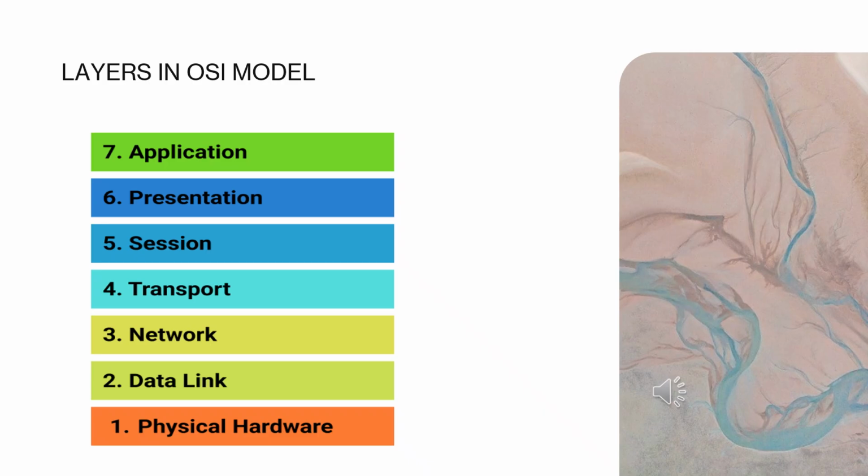And there will always be interaction between two adjacent layers. Like the presentation layer will be interacting with the application layer. Also the presentation layer will be interacting with the session layer. In the same way, the network layer will be interacting with the transport layer, also with the data link layer.